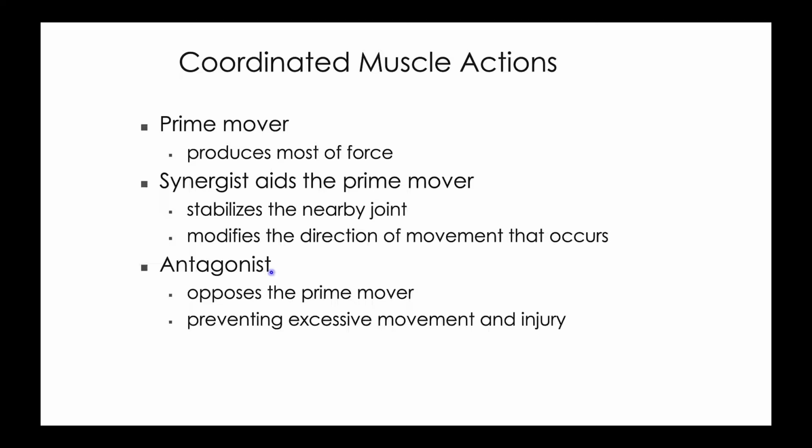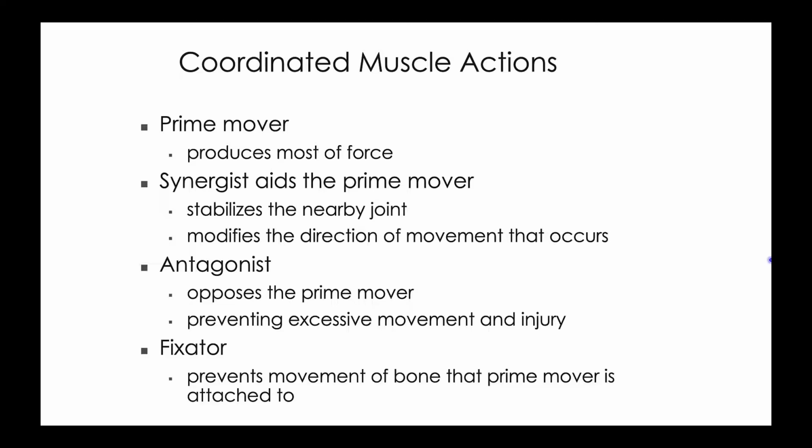And muscles contract, they don't push. So if you flex a body part, you need to have an antagonistic muscle to contract on the opposite side of that compartment to return that body part back to its anatomical position. And then we also have fixators, and fixators are muscles that are preventing the movement of a bone that your prime mover is attached to.